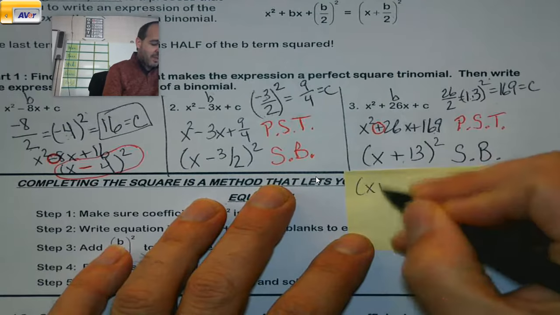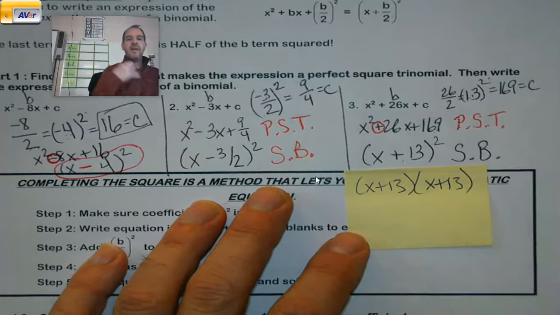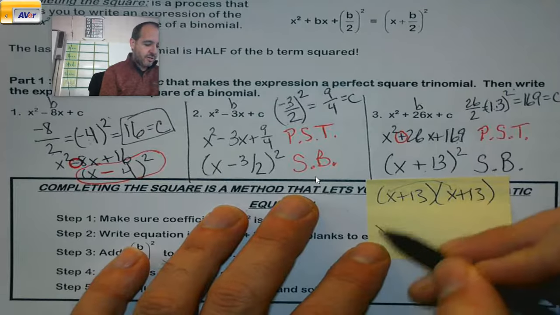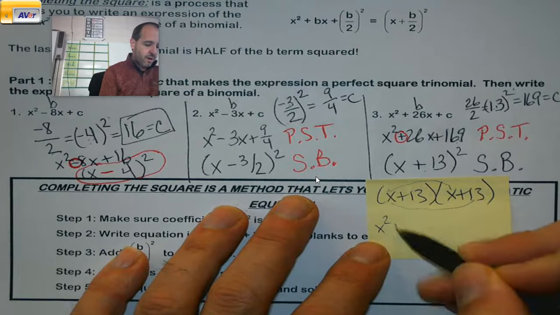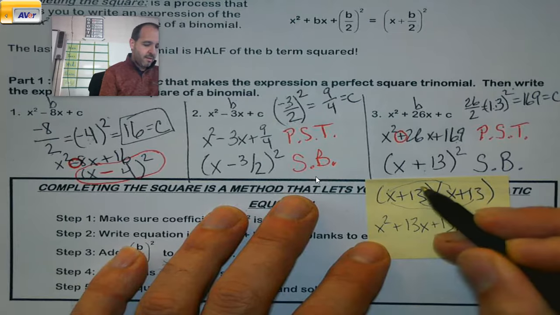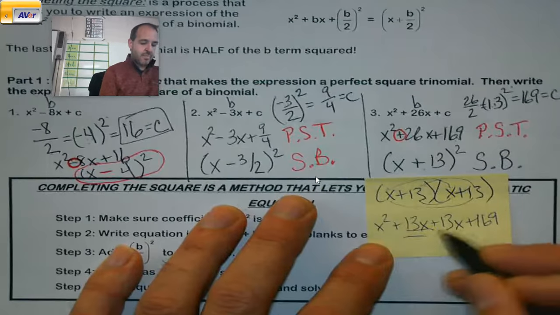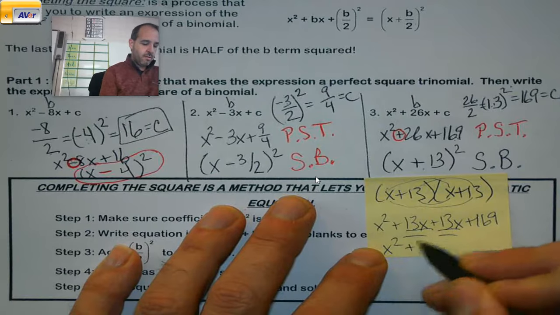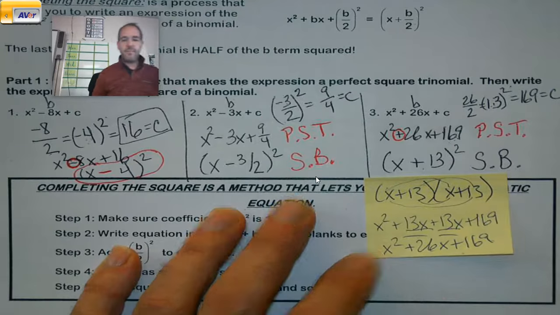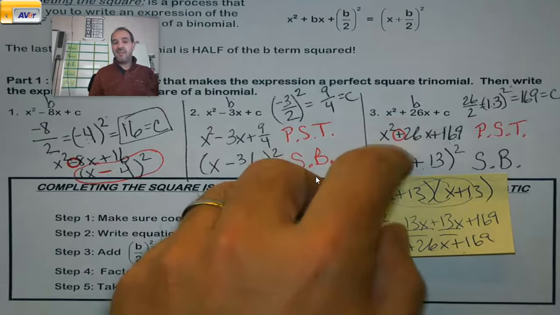If I take x plus 13 squared, it means I have 2 of them. If I FOIL this out, if I multiply this out, I get first, outer, inner, last, and I combine my like terms in the middle. Same thing. This is just a condensed, smushed down form of this. They're the exact same thing.